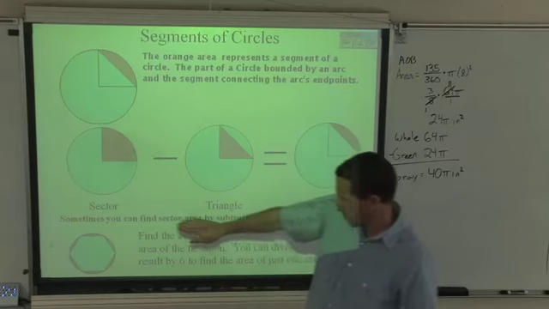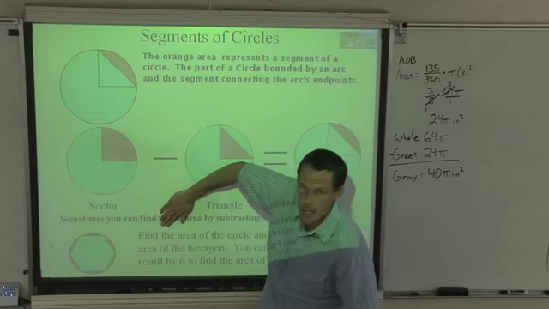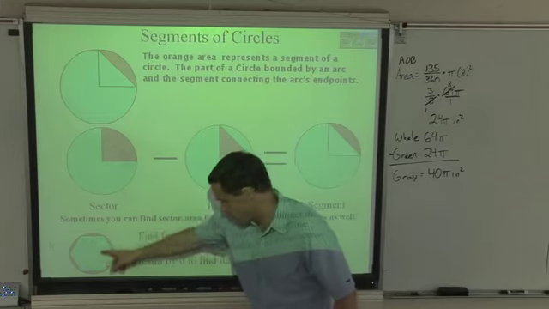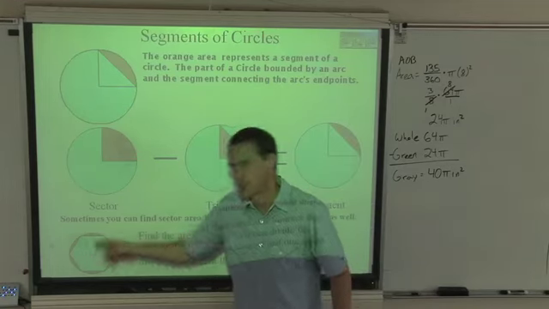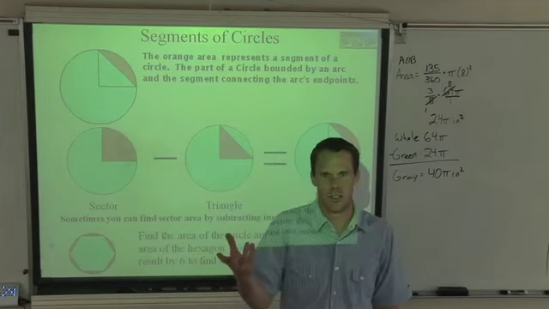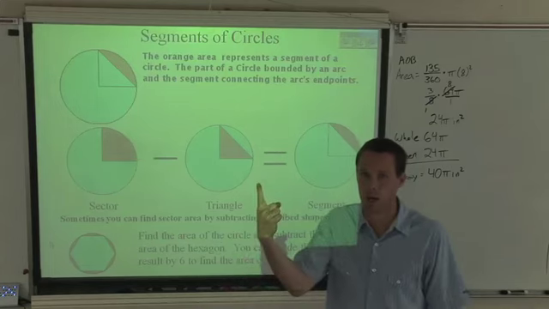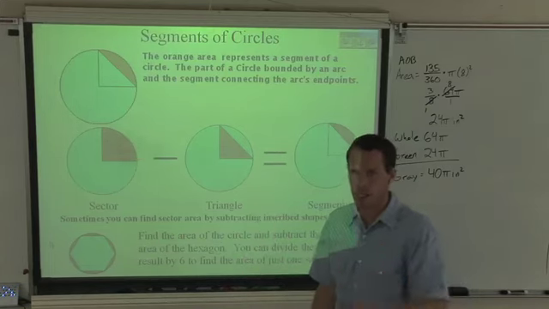So sometimes we can find segment area by subtracting an inscribed shape. Circle minus hexagon gives us all of these parts. Divide by 6 and you get one part. Let's look at some examples.